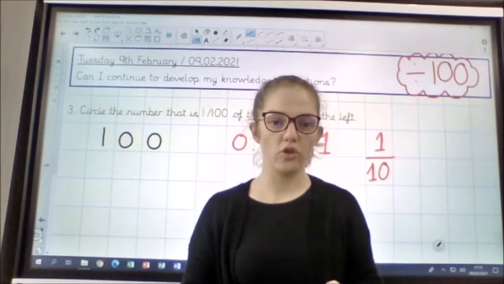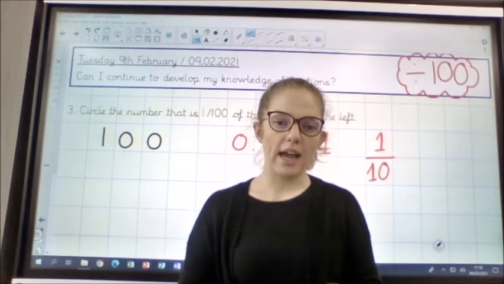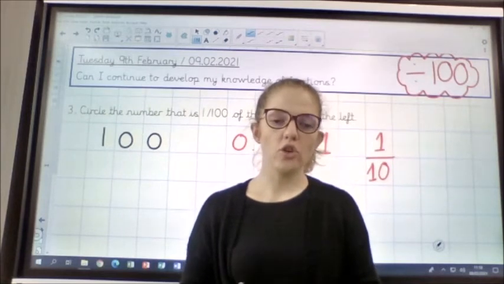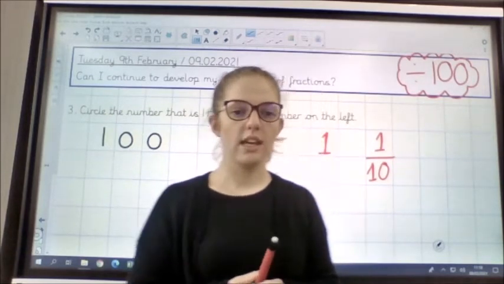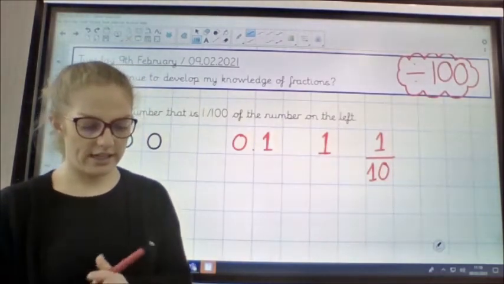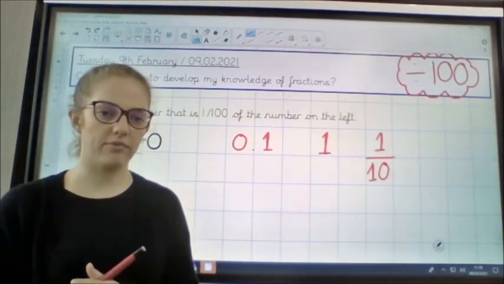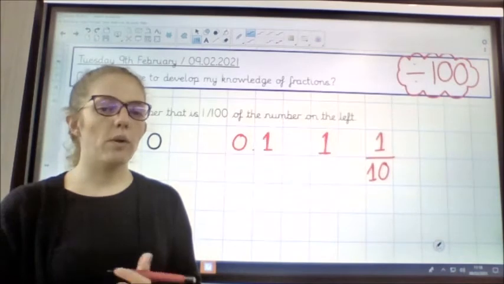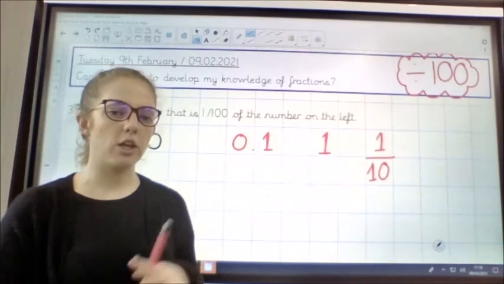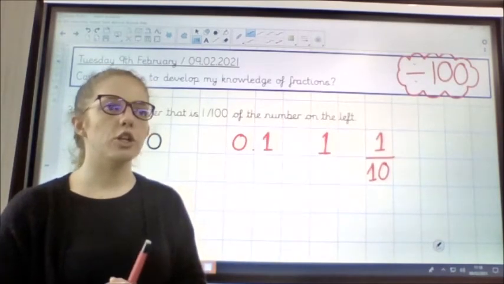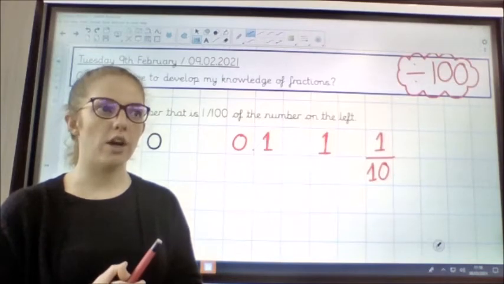Okay, so 100. So how many times does 100 go into 100? Is it 0.1? Is it 1? Or is it 1/10? Okay. Now, when you're dividing by 100, remember you are going over two place value columns.